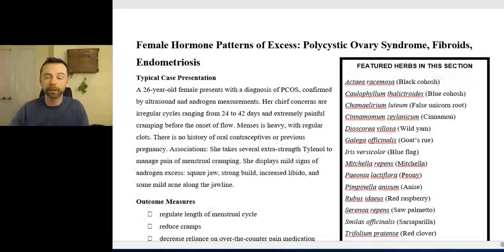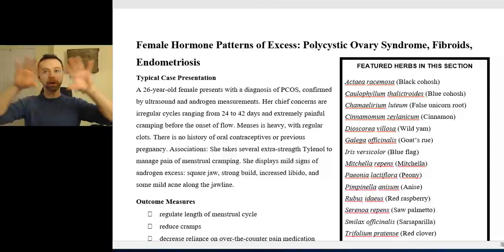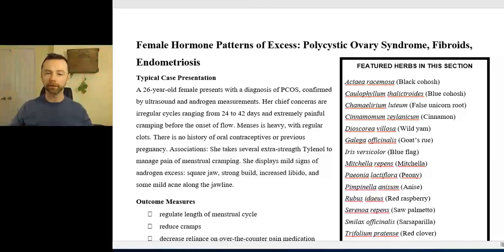Hi everyone, we are talking today about female hormone patterns. Now we're going to break this section into two. We're going to talk about patterns of excess, we're going to talk about patterns of deficiency. And if that sounds like Chinese medicine, that is the broad way we're looking at it, but don't worry if that's not what you're into, because we're still going to talk about the conditions.